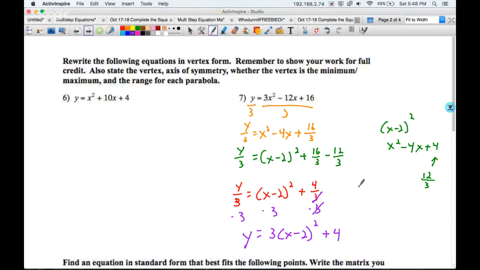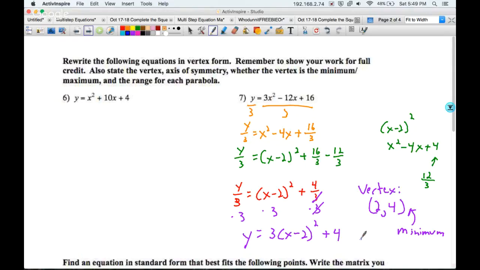All right, let's do everything it told us to do. The vertex is at positive 2 comma 4. Our a value is positive, so we know that this opens up. So we know that the vertex, if this is opening up, would be a minimum. You can graph it in your graphing calculator if you want to double check that.